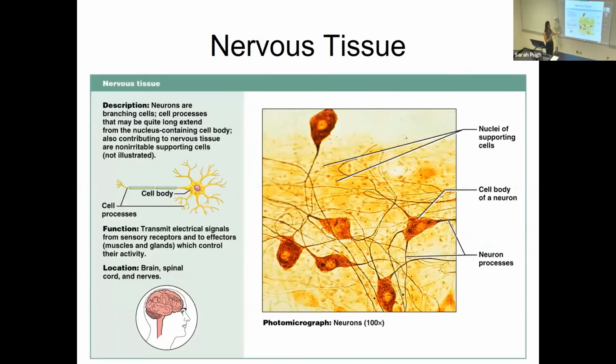So this is an image from the brain of your nervous tissue. And so you can see things like these big cells that look like smushed bugs under here with these long processes. Those are our neurons. And then, I don't know if y'all can see these teeny tiny little dots in the background. Those are the nuclei of the neuroglia. Those are our supporting cells. Okay.